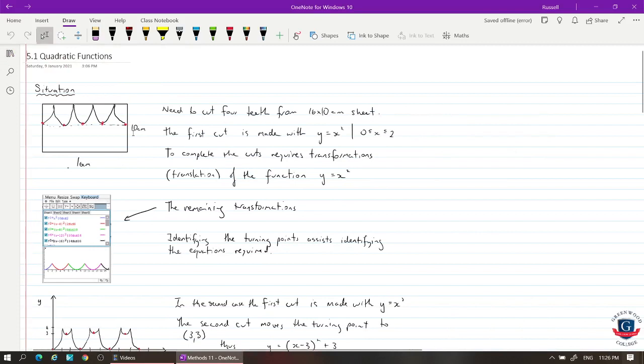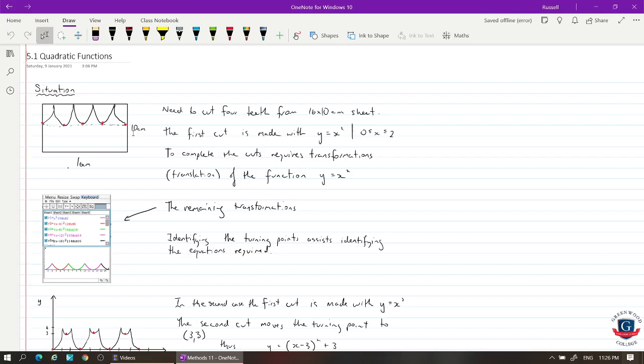We've started the quadratics topic now, which you should be familiar with, but we can go through it in a little bit more detail and use the graphics calculator a little bit more. The situation is a good one, so if you haven't done it already, have a go, and then I'll go through the solution in a second.